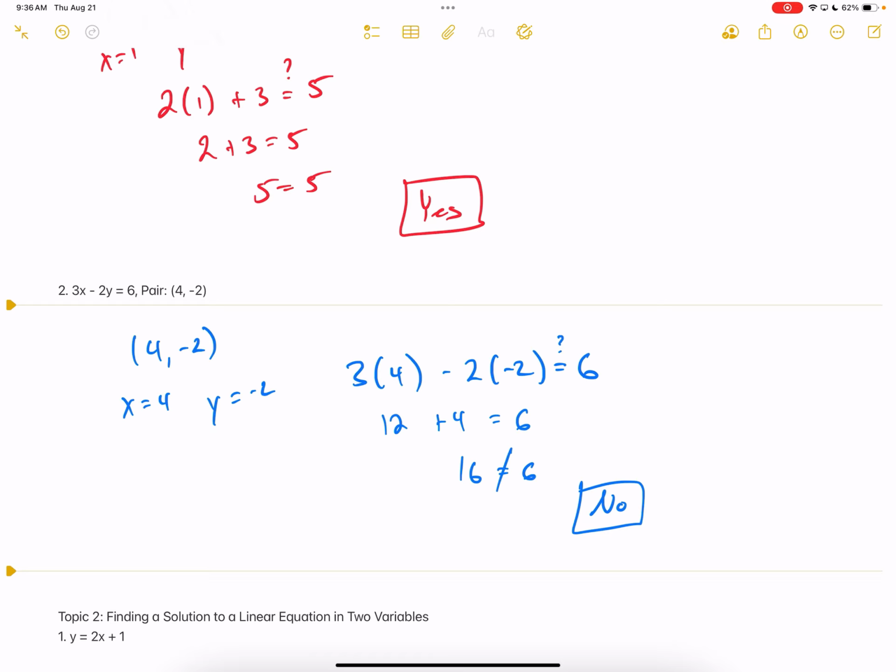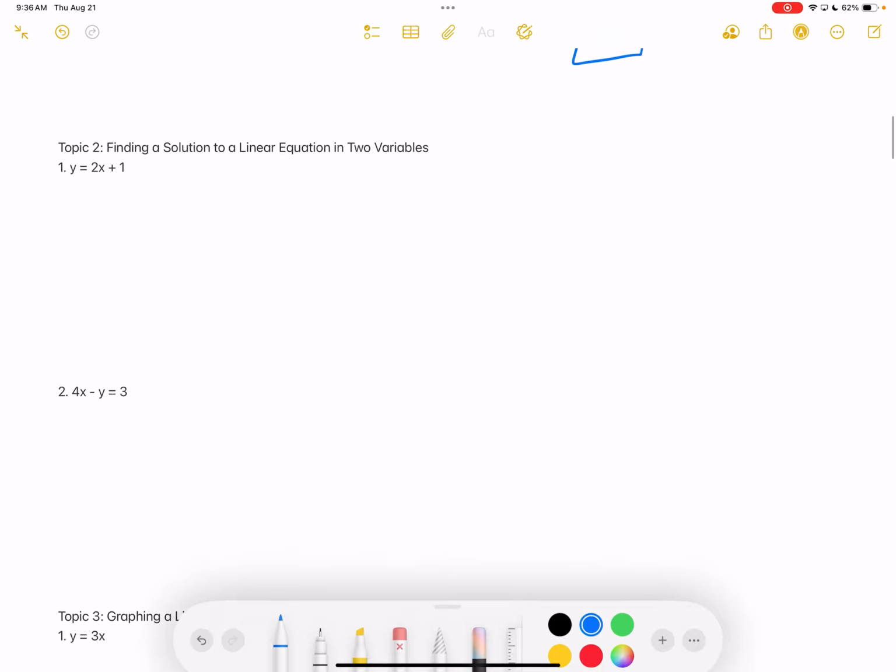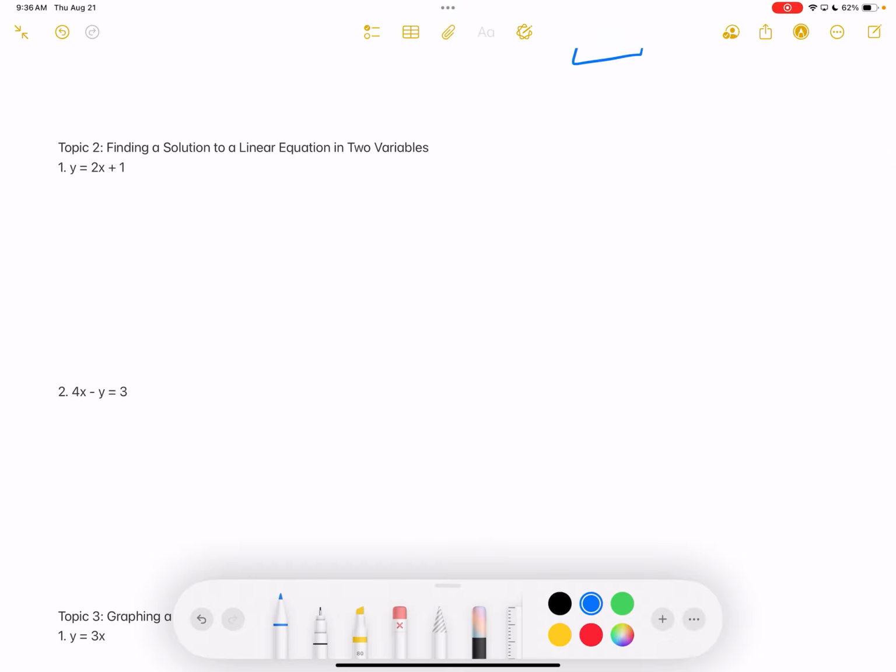All right, the next one is finding a solution. This one's not hard, but it does mess you up a little bit because it's just the way it works. This one, we're trying to figure out what point could be on this line. So we're trying to figure out any point that could be on this line. So what we want to do is pick any x that we want and plug it in to figure out what y is, or pick any y that we want and figure out what x is.